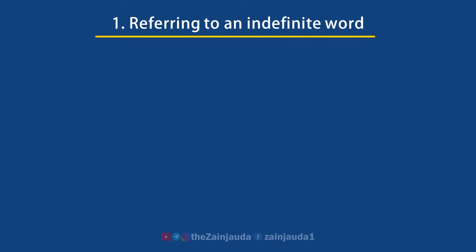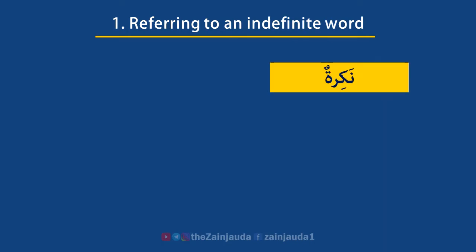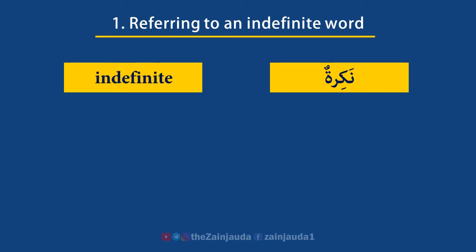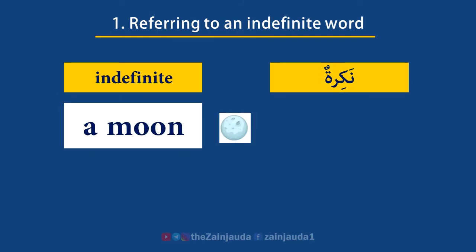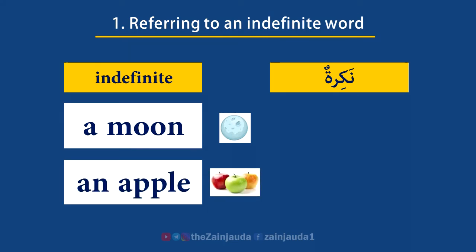The first one is about the indefinite word nakira. In order to refer for an indefinite word in English, we usually use a or an. So, for a singular moon, we say a moon. For one apple, we say an apple. In Arabic, there are no such indefinite letters.